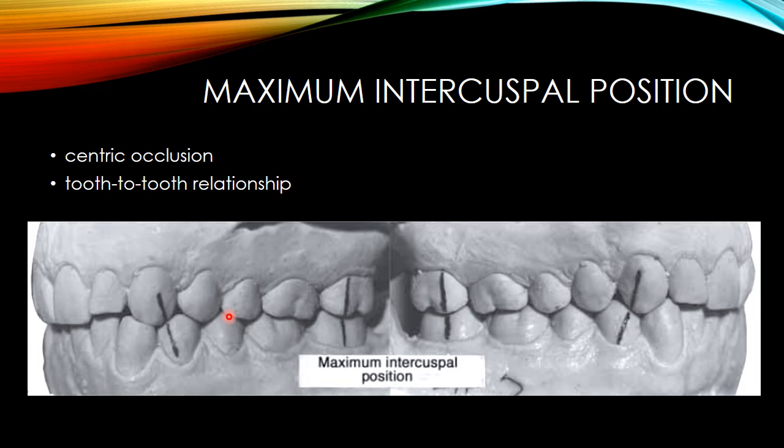So this is maximum intercuspation. You see that the maxillary teeth and the mandibular teeth occlude in a cusp-fossa relationship.